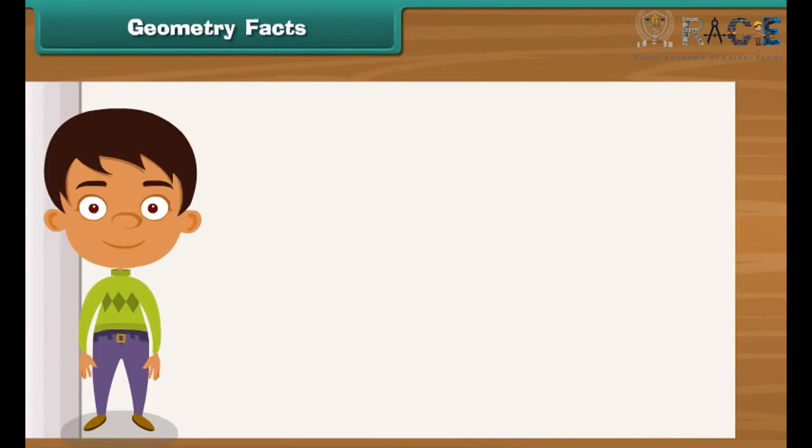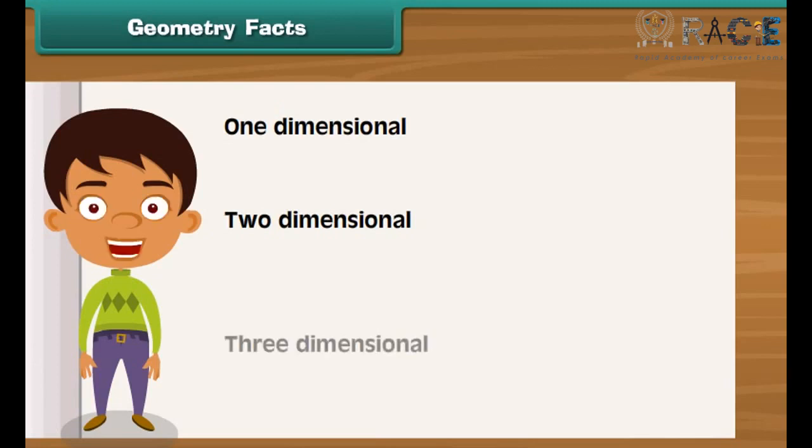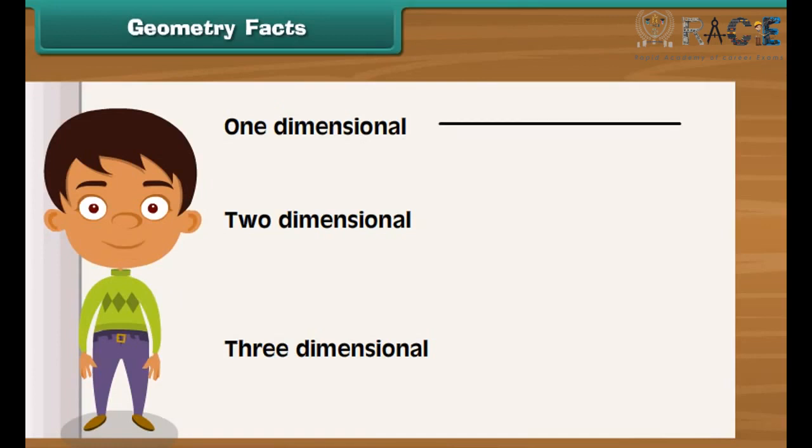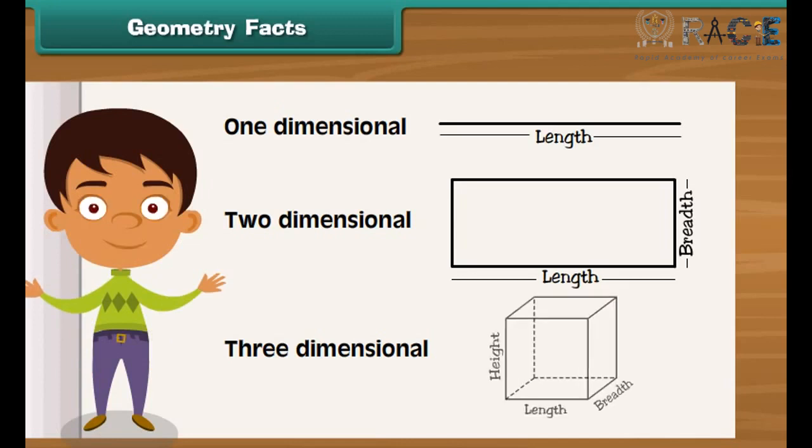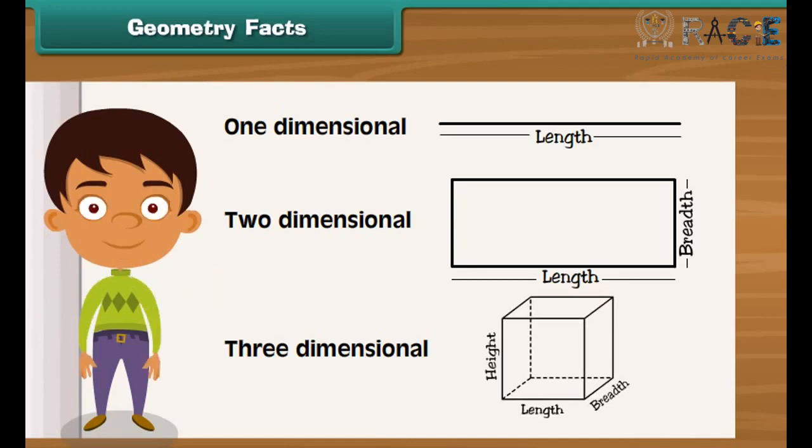Geometry facts. The geometry facts are generally declaring the three parts. Those parts are one-dimensional, two-dimensional, and three-dimensional. The one-dimensional geometry fact is called the line. The lines have only length. The two-dimensional geometry fact is about length and breadth. The three-dimensional geometry fact is about length, breadth, and height.